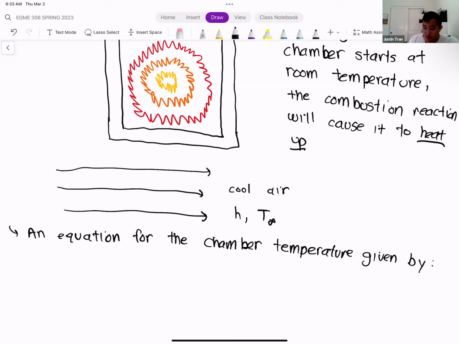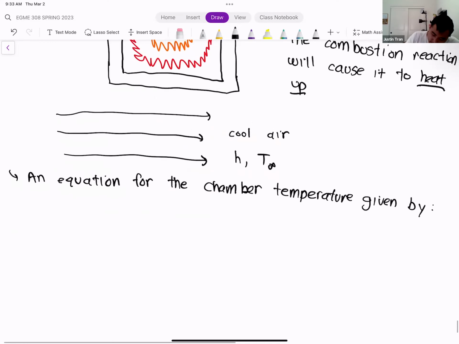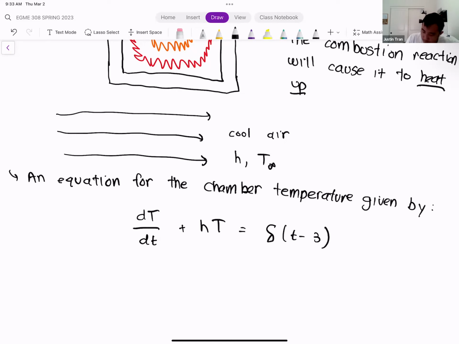Okay. And so our equation for the chamber temperature is given by the following. We have dT/dt, where big T is temperature, little t is time, plus H times big T is equal to delta(t minus 3). And so this delta(t minus 3) here is basically telling us our combustion reaction is taking place at t equal to 3.